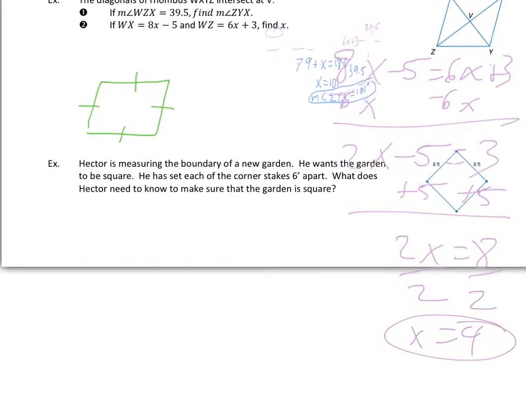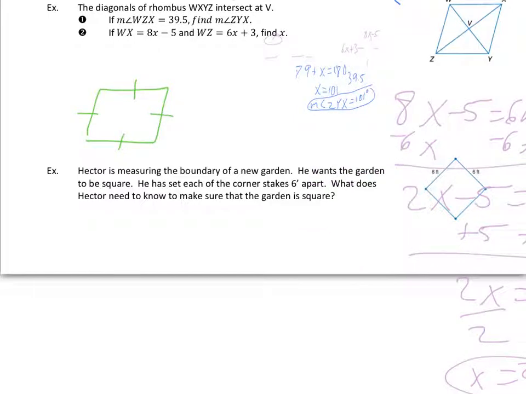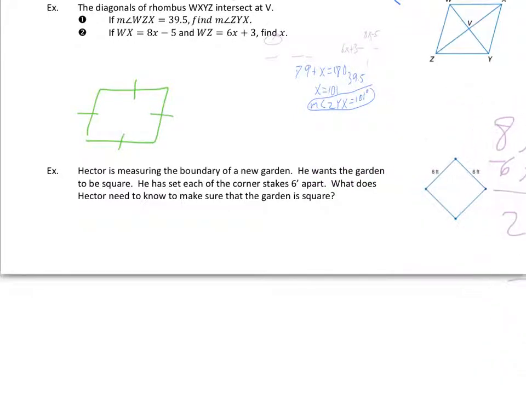Okay, and the last question in our notes, get rid of that. Hector is measuring the boundary of a new garden. He wants the garden to be square. He has set each of the corner stakes 6 feet apart. What does Hector need to know to make sure the garden is square?